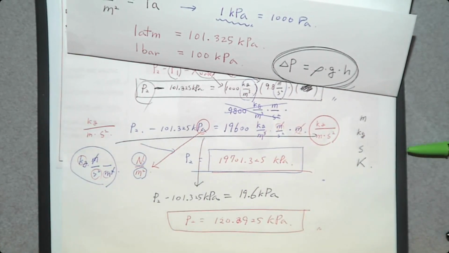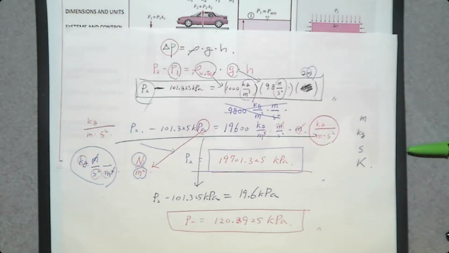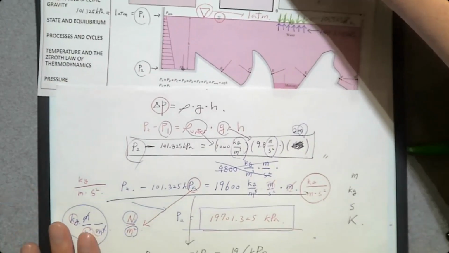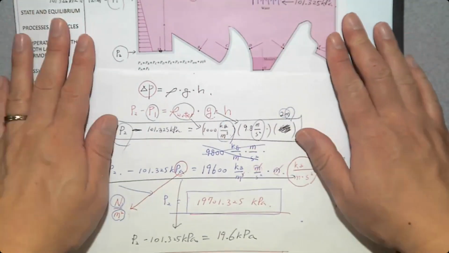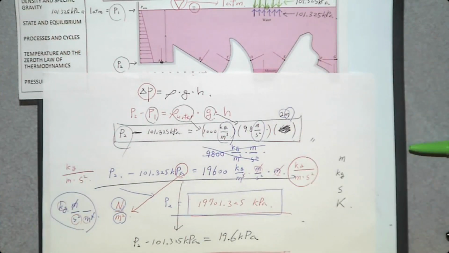This one looks much more reasonable compared to this one. If you're in this pressure, what are you going to be? Cannot survive, right? So that's how you determine the pressure at a certain point. In this case, the pressure at point A, assuming the height is 2 meters. Any question?